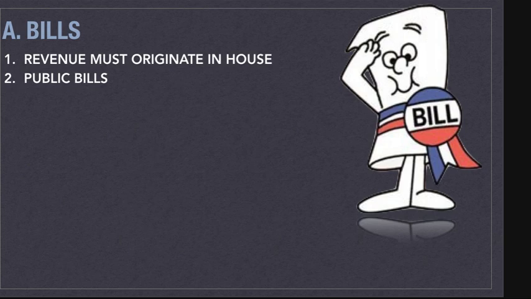Public bills are those that are going to apply to the nation as a whole. Compare that with a private bill that is only going to apply to a certain group of people or a small section of the nation. So public bills deal with the entire nation as a whole. Private bills, just certain people or places.